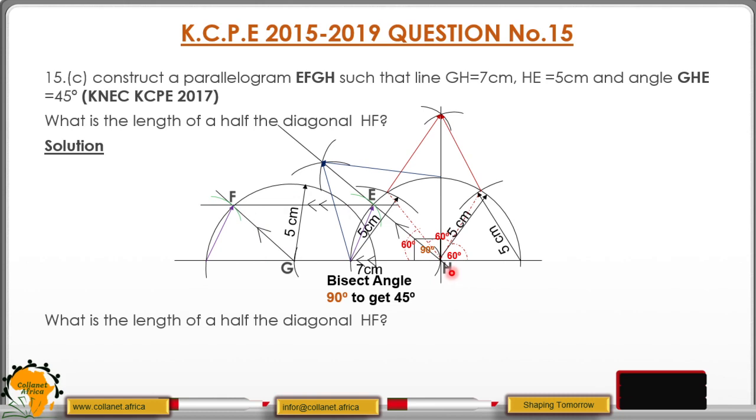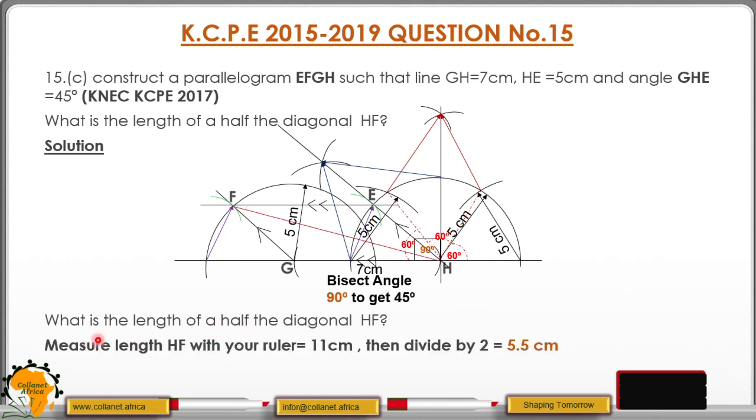Now the question, what is the length of a half of the diagonal HF? So some students don't read these. Look at the side, the length of diagonal HF. So they will miss the answer because they don't read this one. It can be a quarter, a half, or any something else. So read. So from that, you draw now the line HF.